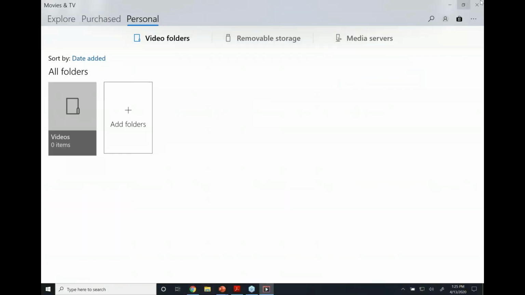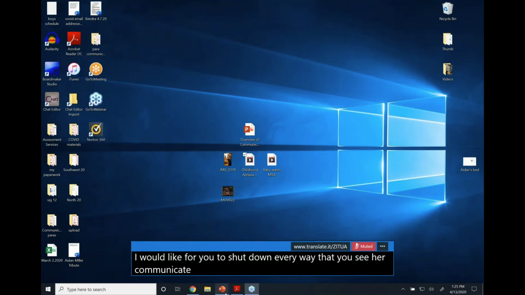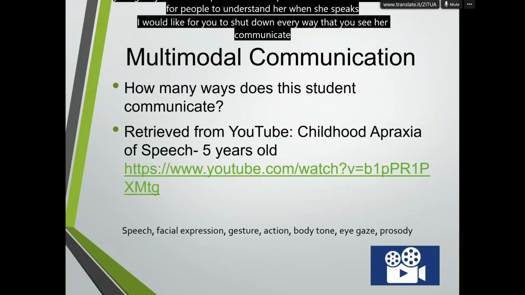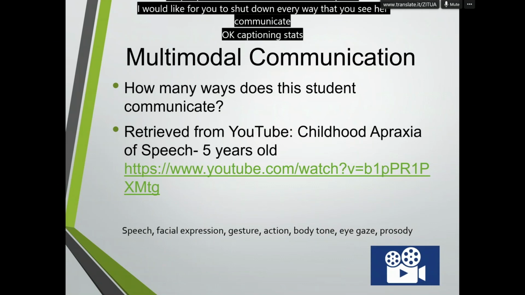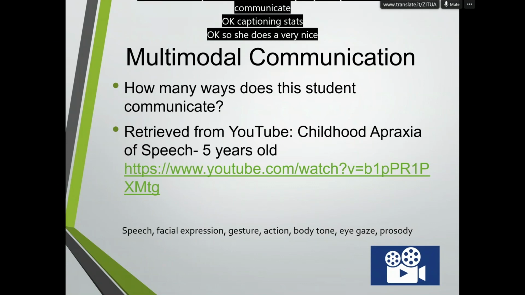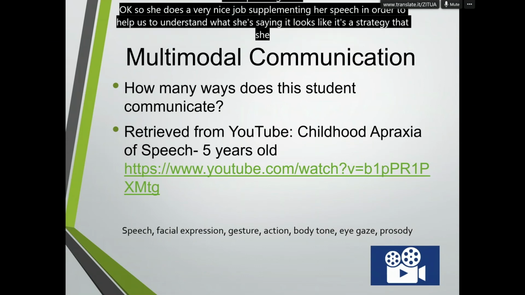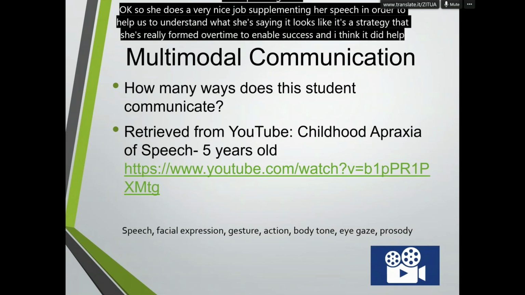Okay, this is, I need to listen to that again. Okay, so I love this video. I think our young lady does such a nice job supplementing her speech in order to help us understand what she's saying. It looks like it's a strategy that she's really formed over time to enable success, and I think it did help me to understand the things that she was saying.